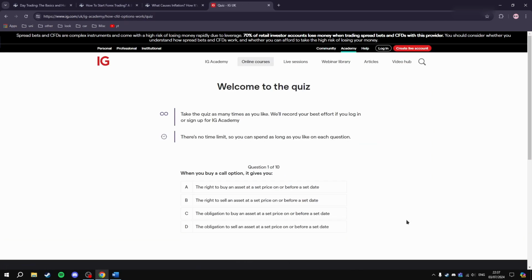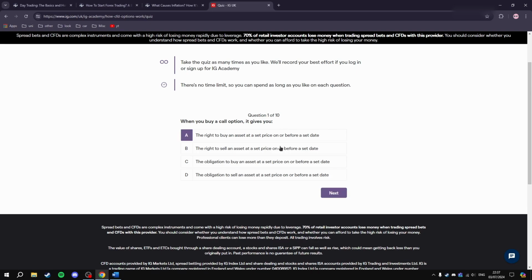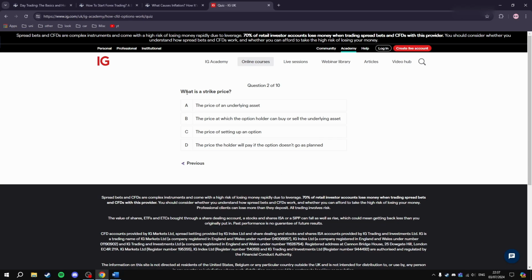So, quiz. When you buy a call option, it gives you the right to buy an asset at a set price on or before a set date. The right to buy an asset. What is the strike price? The price at which the option holder can buy or sell the underlying asset. Yep.